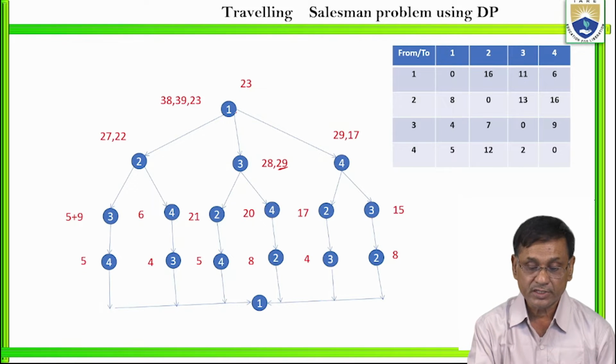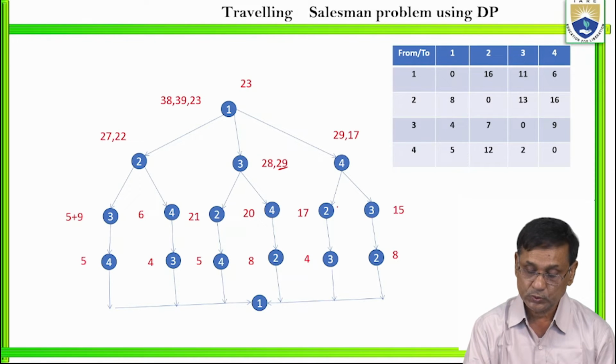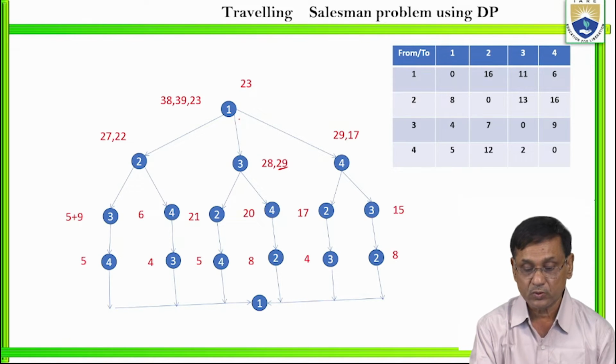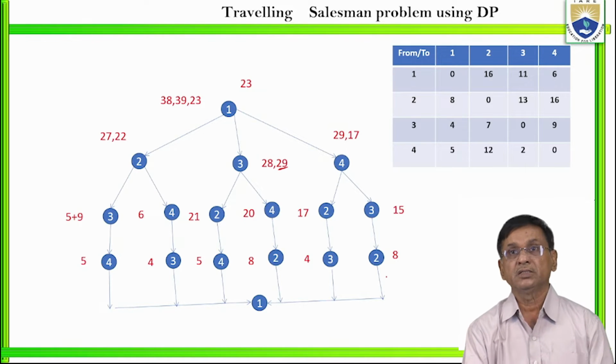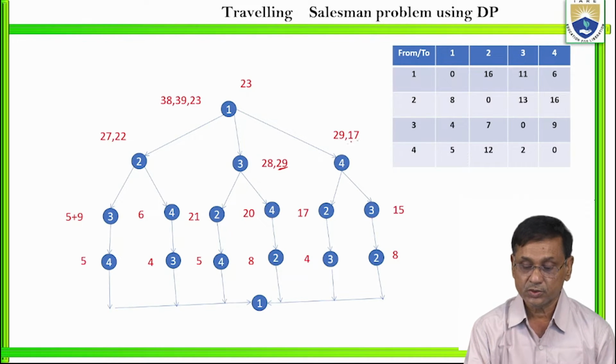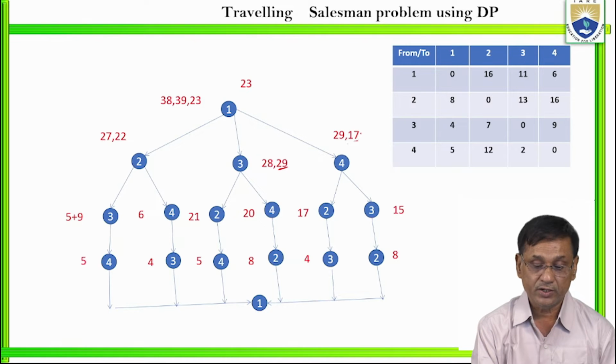So again, when the salesman goes from 1 to 4, then the cost is 1 to 4, 4 to 2, 2 to 3, 3 to 1, then the cost is 29. Then when the salesman goes from 1 to 4, 4 to 3, 3 to 2, 2 to 1, the cost is 17. So now again we have to find out the cost corresponding to 1 to 2.